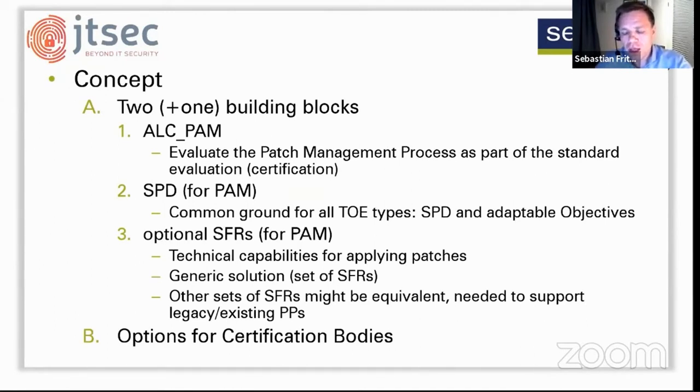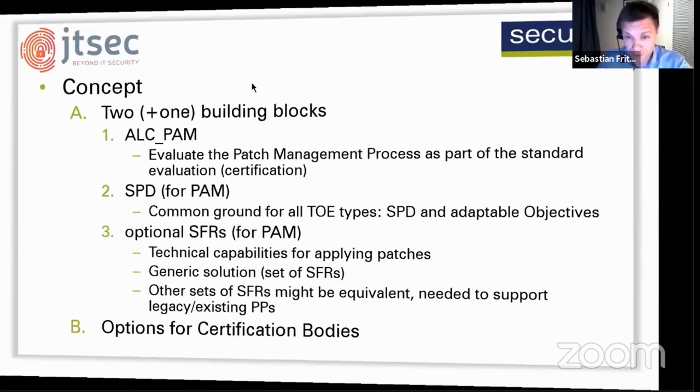baseline certification, then in the second step, we give options in the TR for certification bodies for how they can accelerate the process of certification for updated TOEs. We just call them options because there are different policies, different certification schemes and different certification bodies, and we can't foresee all the different complexities. So we just want to give options in this TR for how to proceed in the different schemes.